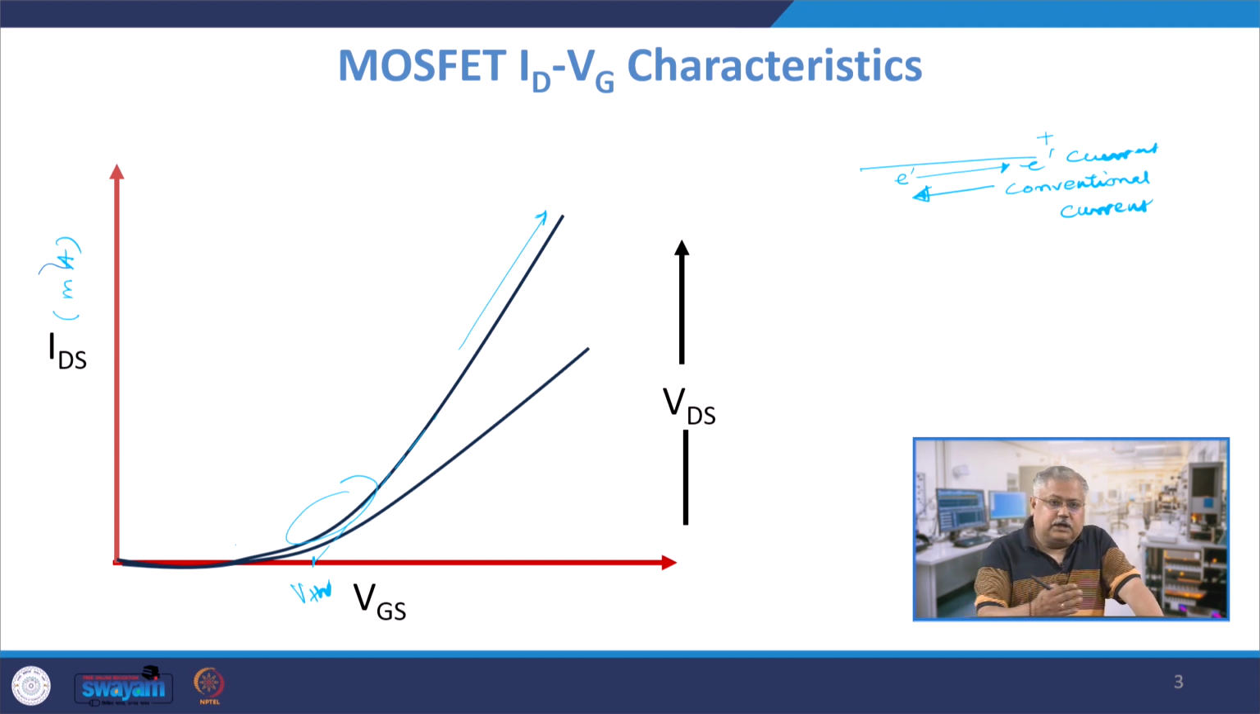Two things you need to understand here. As the drain to source voltage increases, the slope becomes larger, and therefore I can say that the resistance offered by the channel also reduces. Which means that a higher drain to source voltage will entail a lower resistance. I am giving a global picture of ID versus VG, drain current versus gate voltage. We will come to ID versus VD and ID versus VG in more detail later on.